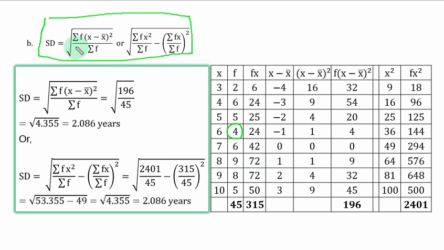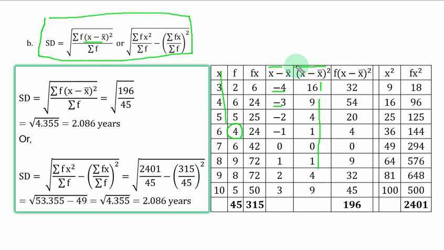Now if you are going by the first formula, you need to get s minus s bar. S bar is the mean, and from the question the mean is 7. So you subtract 7 from each value here. 3 minus 7, you have minus 4. 4 minus 7, minus 3, and so on. After that, you square. If you square this column, it gives this column. Minus 4 squared is 16. Minus 3 squared is 9, and so on.